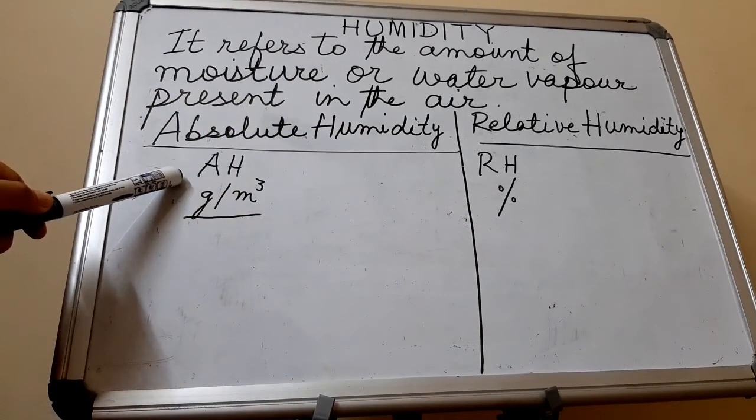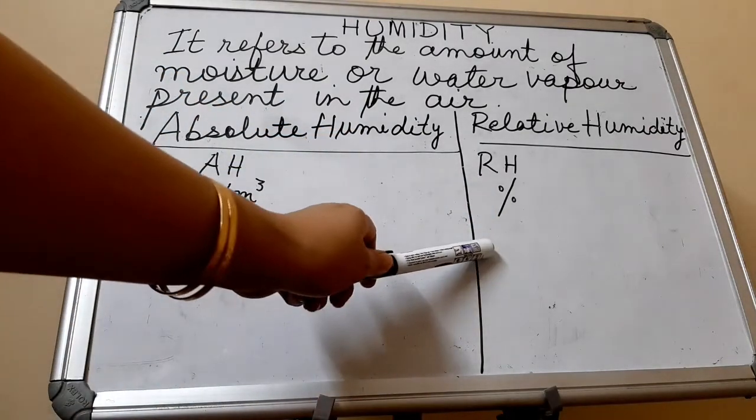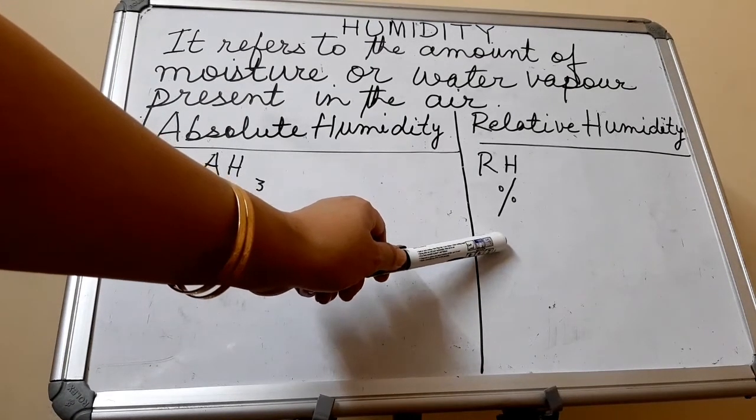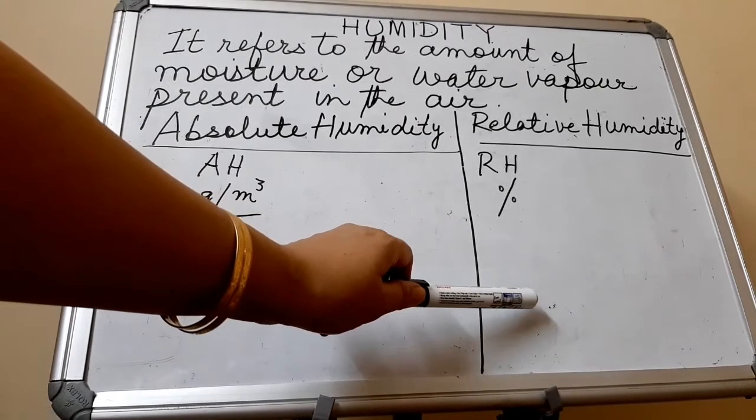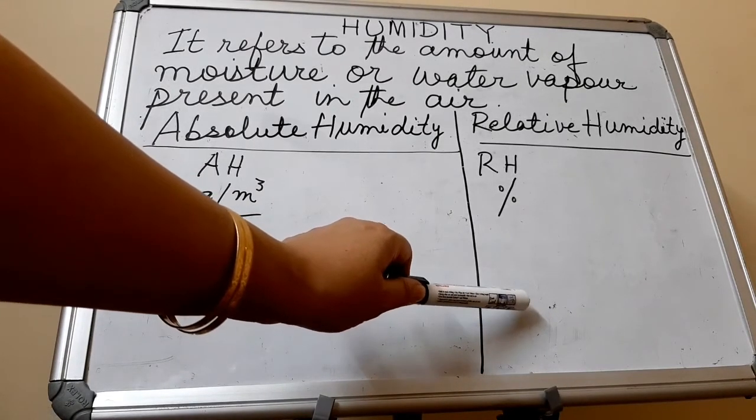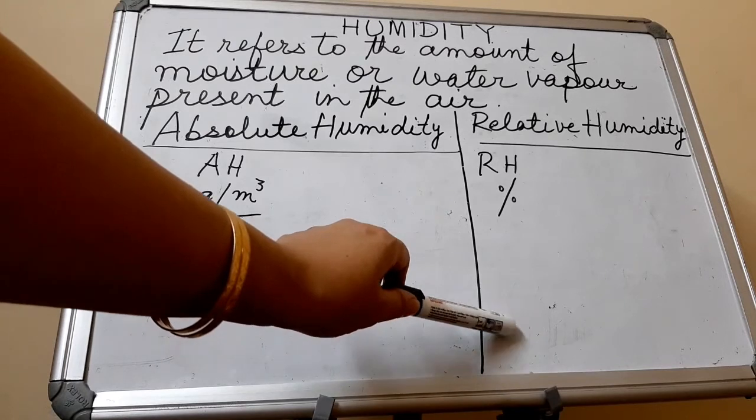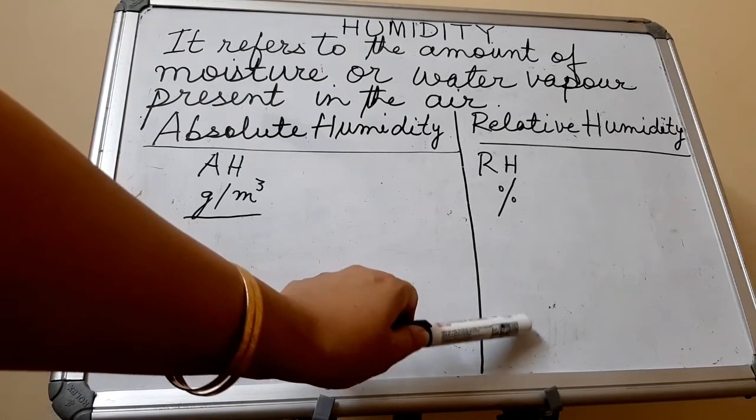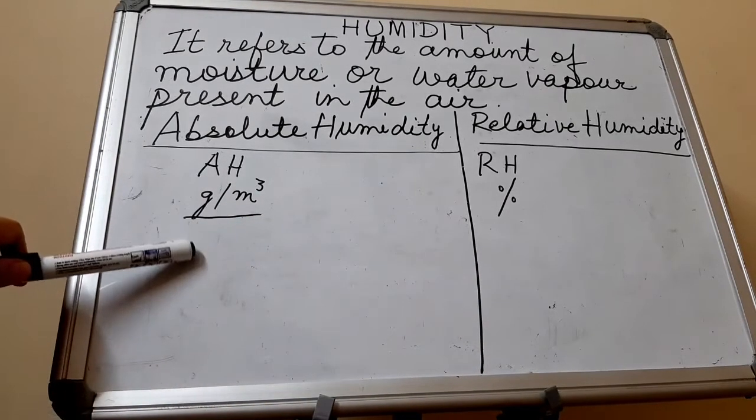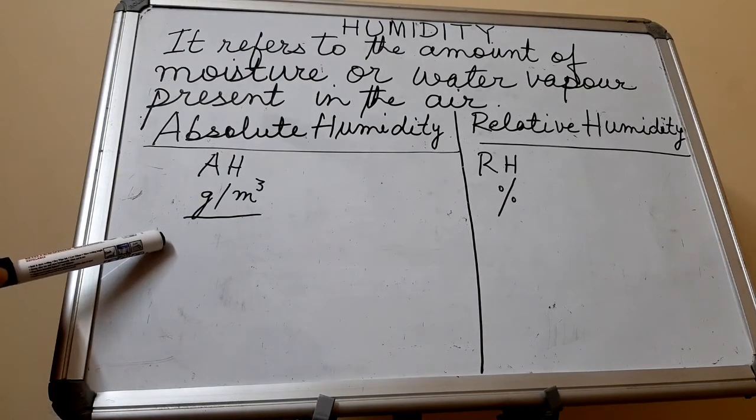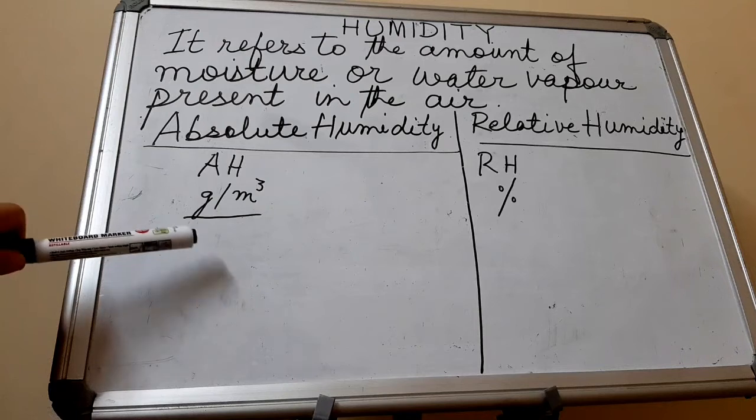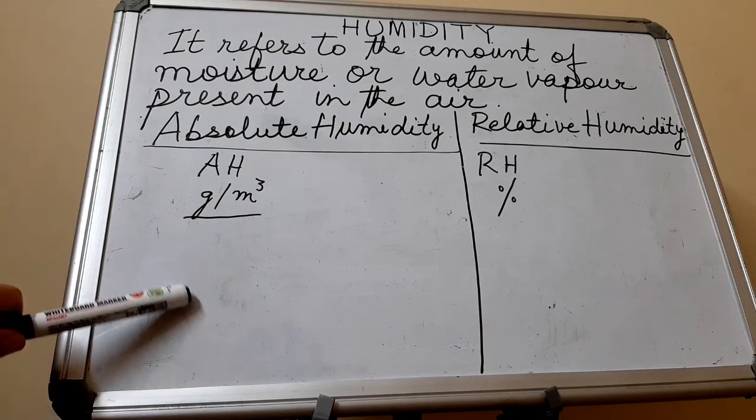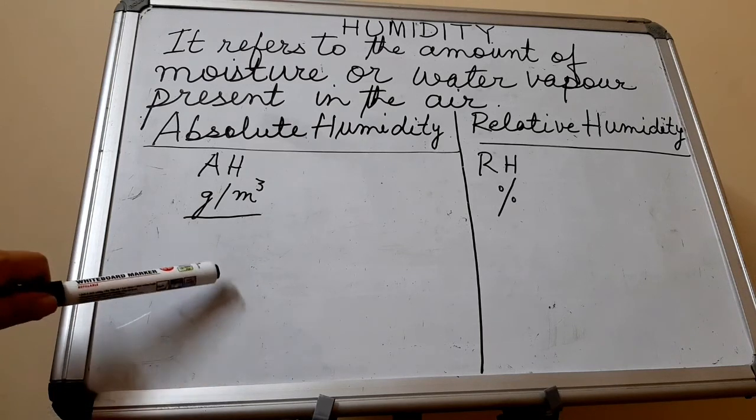Now, out of these two, relative humidity is more important because it compares the actual amount of water vapor present in the air with the maximum amount of water vapor that the air can hold. So it gives us a comparison between the actual amount of water vapor and the maximum amount of water vapor that air can hold at a certain temperature. Whereas absolute humidity does not take temperature into consideration. Hence, absolute humidity does not make us aware as to whether the air is fully saturated or not.